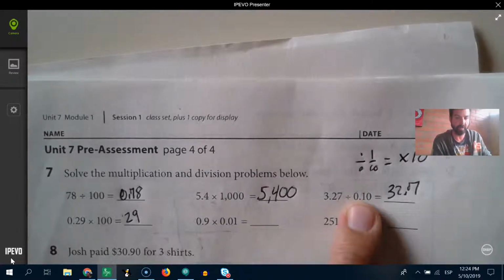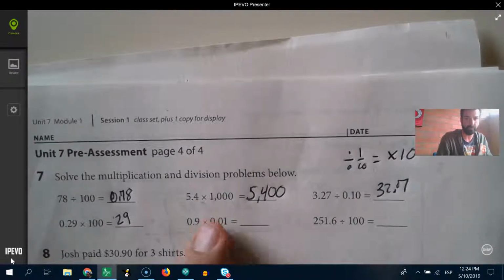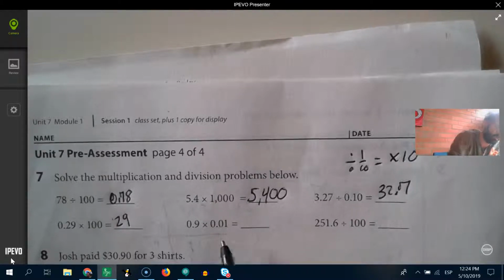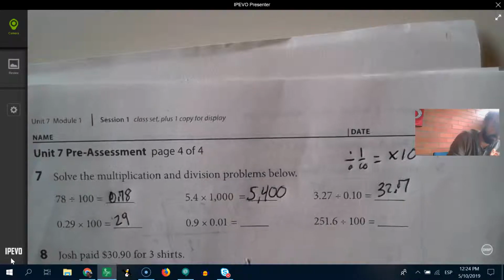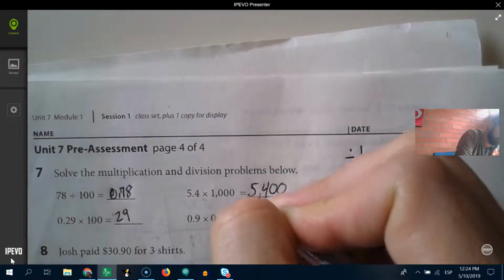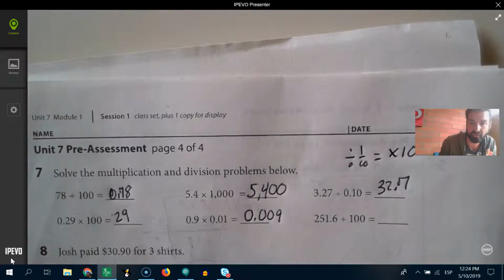0.9 times 0.01. So remember, when we divide by these numbers, it gets bigger. When we multiply by these numbers, they get smaller. So this is almost like dividing by 100. What is 0.01 of 9? 0.9, 9 tenths. What's 1/100th of 9 tenths? This means that my 9 is going to shift to the right 2 spots. The 9 is going to be in the thousandths, so 9 thousandths. So 1/100th of 9 tenths is 9 thousandths.